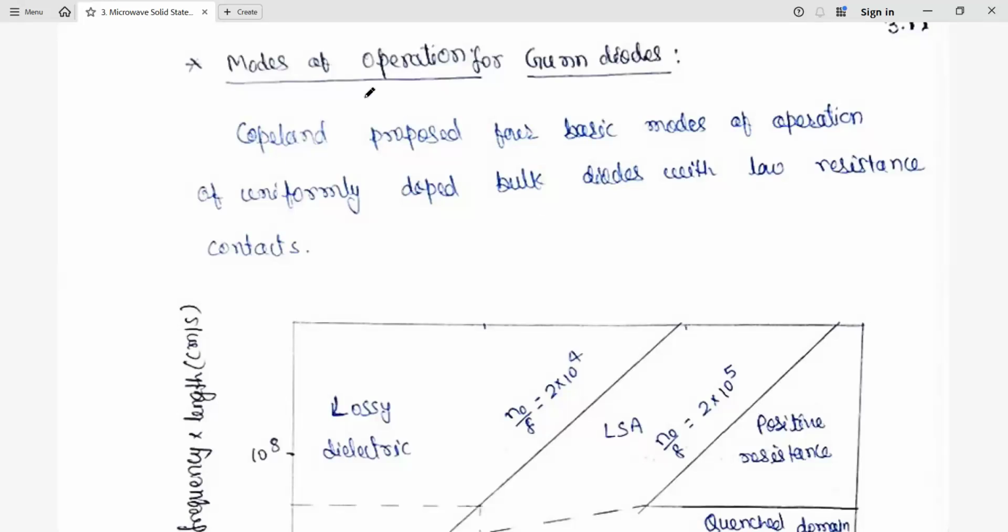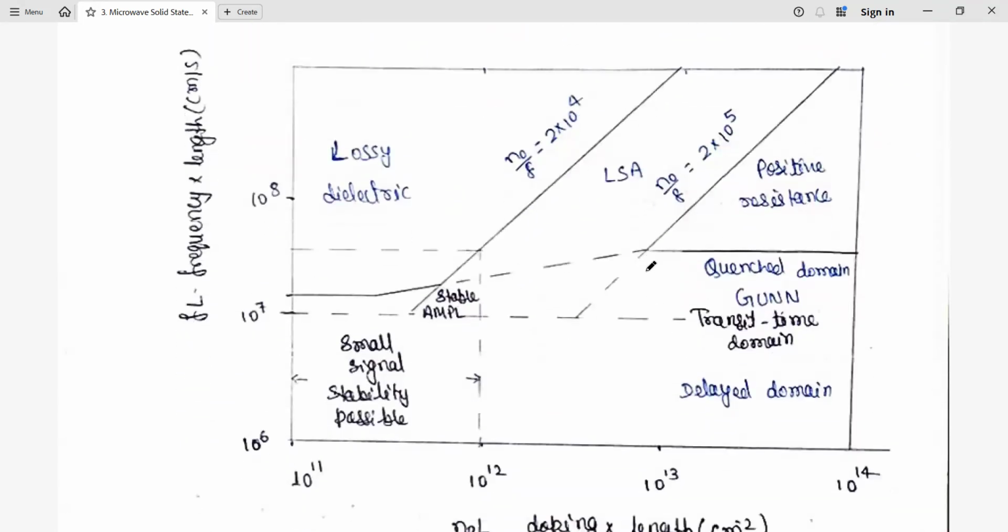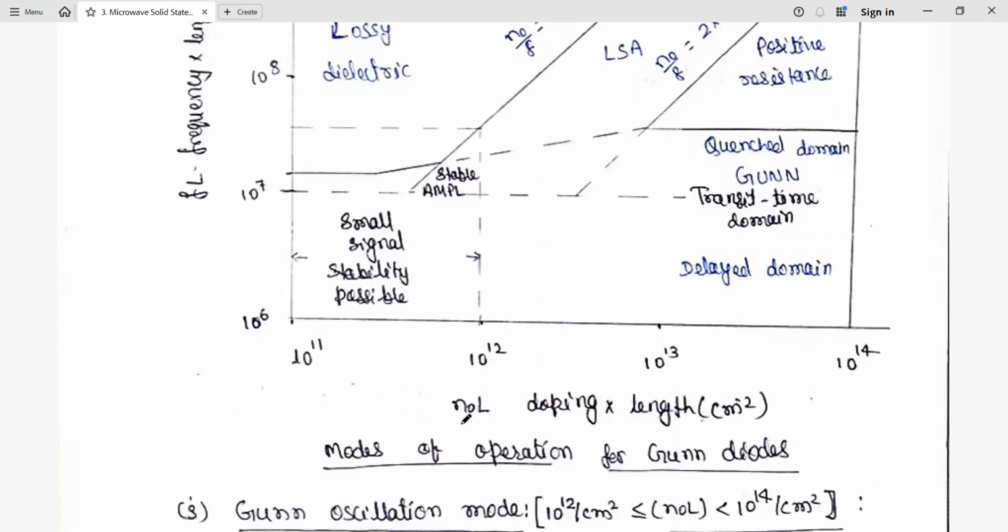So here we have modes of operation for the Gunn diodes. You see that in this diagram, in the horizontal axis, what is taken? N naught into L, that is the product of doping and the length. So that is given here in centimeter to the power minus 2, that is like its area vectors.